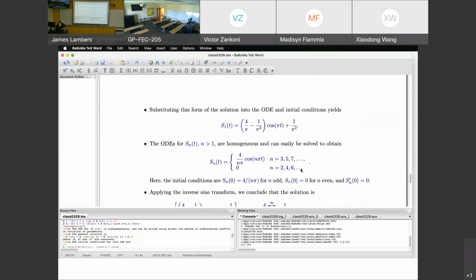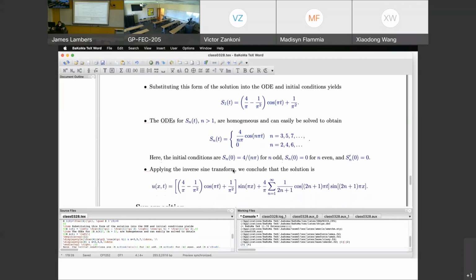When n is odd and greater than 1, here we have a non-zero initial value, so solving that second order homogeneous ODE gives us this. So now we have Sn of t defined for all positive integers n. So here's S1, here's Sn for odd numbers, and then even numbers.